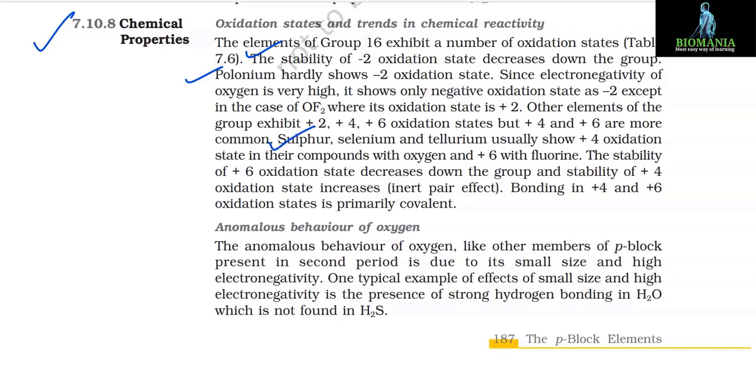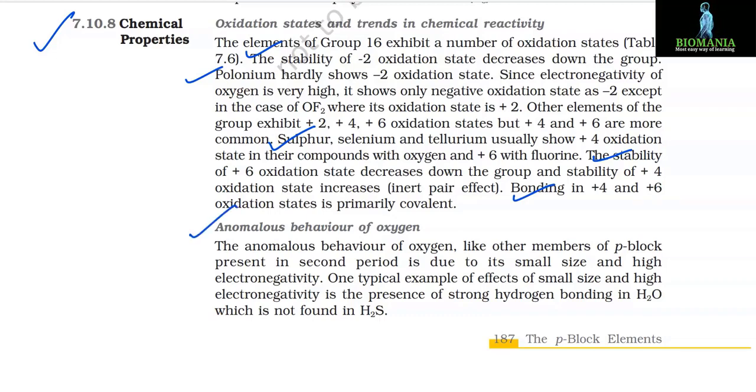Sulfur, selenium and tellurium usually show the +4 oxidation state in their compounds with oxygen and +6 with fluorine. The stability of +6 oxidation state decreases down the group and stability of +4 oxidation state increases. That is inert pair effect. Bonding in +4 and +6 oxidation states is primarily covalent.